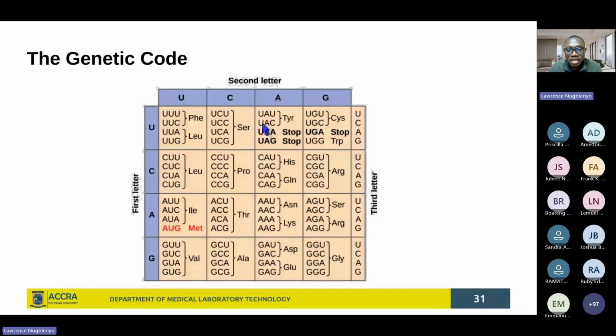Actually, all of these codes should be giving you 64 of these codes, but only 61 of them are active because, of course, you are seeing that you are having some of them which are stop codons. We'll come to that. So you have 61 of them that will actively code for an amino acid.